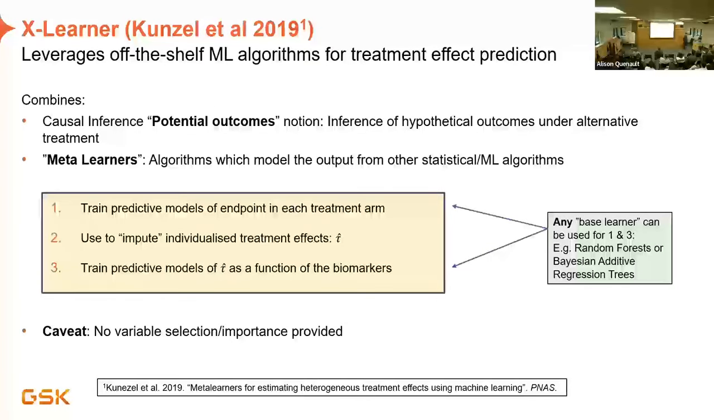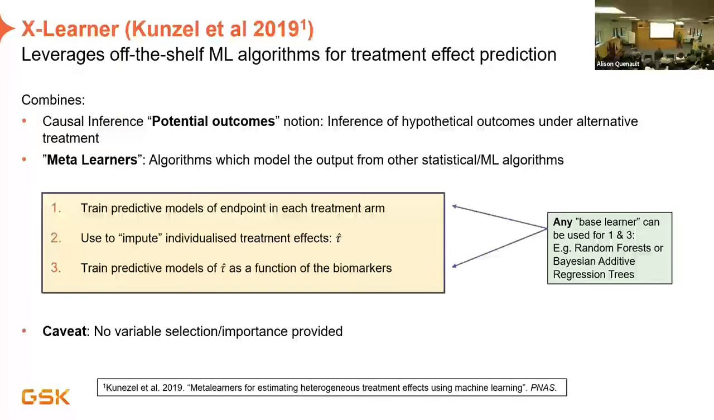So the third method is called the X-learner. So this is a so-called meta-learner, and it combines the notion of potential outcomes from causal inference with machine learning, which sounds quite fancy, but it's really very straightforward how it works. So in step one, in each of your treatment arms, you train a predictive model. And at this point, any learner could be used. In this paper, they use Random Forest and BART, but you could use any predictive learner.